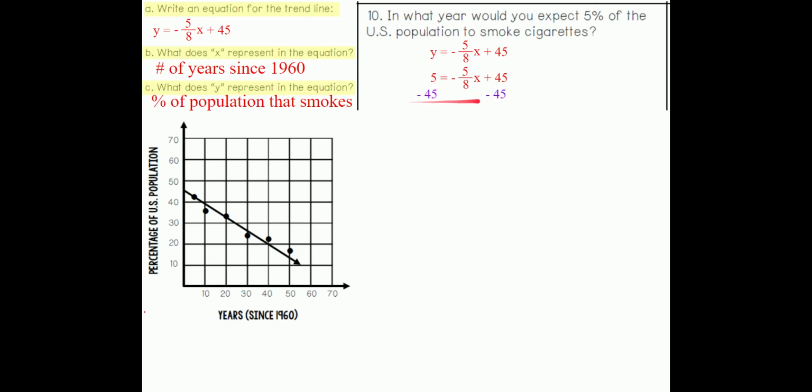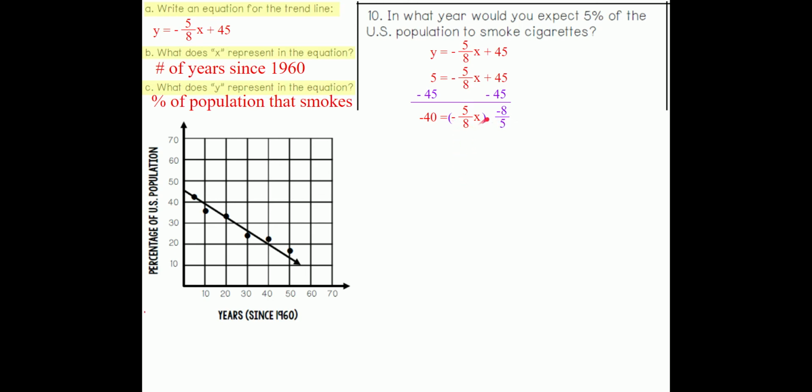Subtract 45 from both sides. This cancels. 5 minus 45 is negative 40, equals, bring down what's left over, which is negative 5/8 x. Now we have this fraction in front of x. We want to turn it into 1x, or just plain x. In order to cancel out this negative 5/8, there are lots of different ways, but let's multiply by the reciprocal.